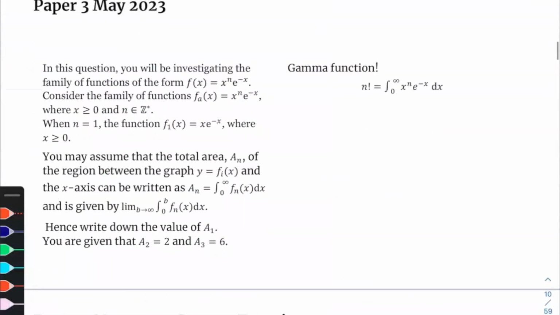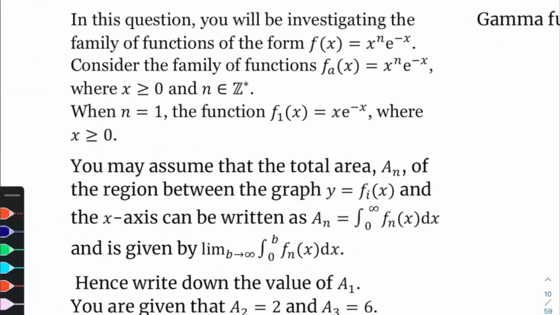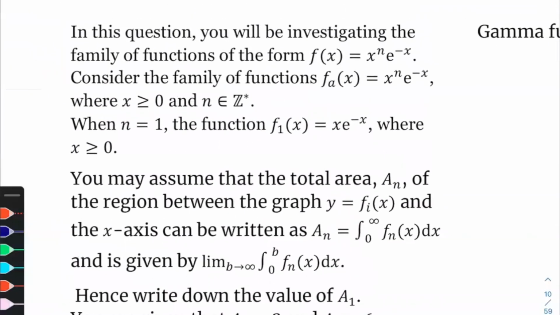Let me quickly show you. So what you had to do in the 2003 May test was you were given this nice function f(x) = x^n e^(-x). And then what you had to do was actually to integrate this. We actually had to do the improper integral. All right, let's have a look.